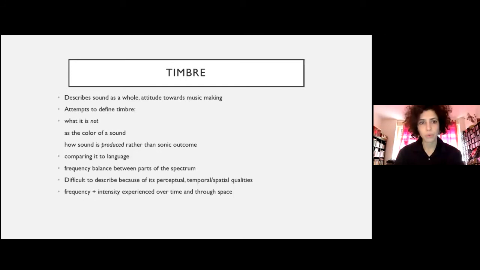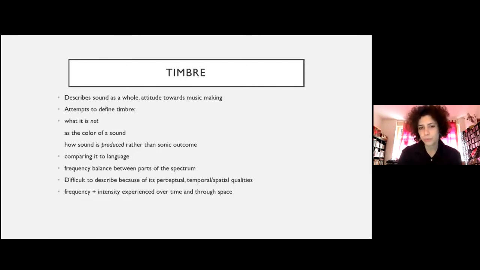So one way timbre is described is by saying what it is not, to describe it as the color of a sound, to talk about how sound is produced rather than talking about the sonic outcome. For example, plucking techniques of a string instrument. So all the different ways you can pluck a string, rather than saying how it should sound, or by comparing it to language, or in an acoustic setting, to talk about the frequency balance between different parts of the spectrum.